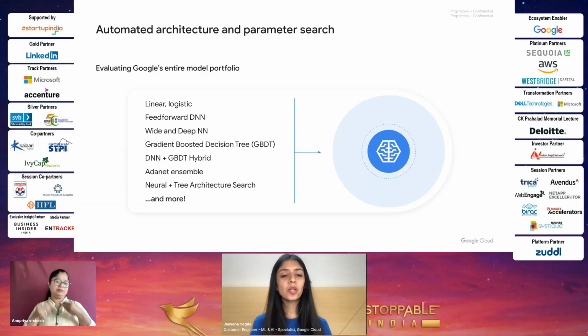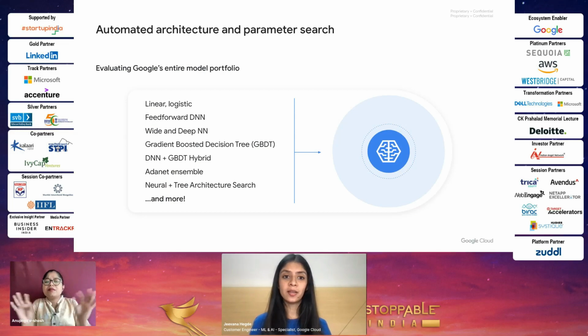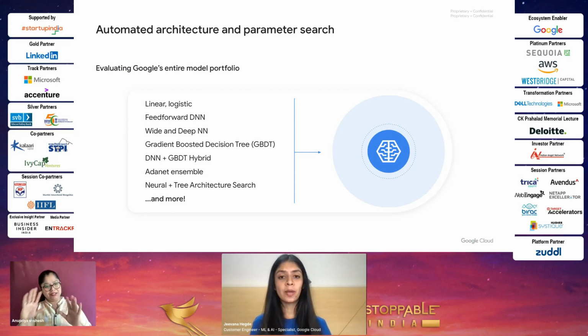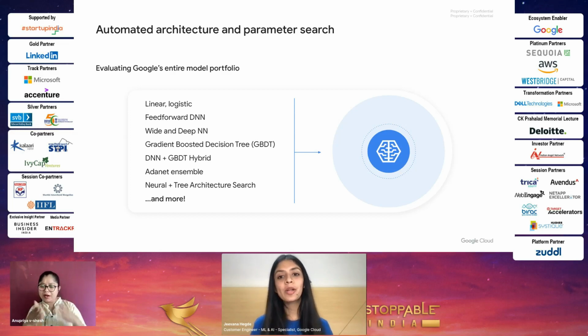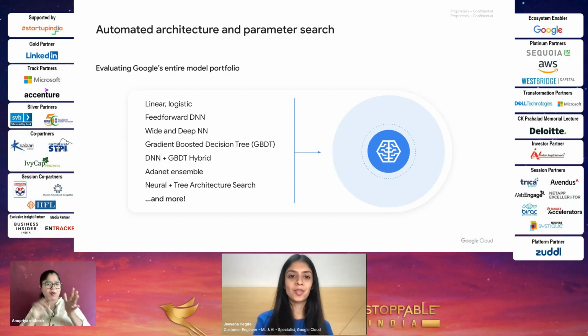For simpler, smaller data sets, we can go for linear or logistic approaches. And for more advanced, deep ensemble methods can be used for the larger ones. Google's model portfolio includes everything from feed-forward DNNs, wide and deep neural networks, to gradient-boosted decision trees, and even combinations of these techniques, and so many, many more. The benefit of being at Google is you cherry pick. In fact, AutoML automatically cherry picks from the best research.